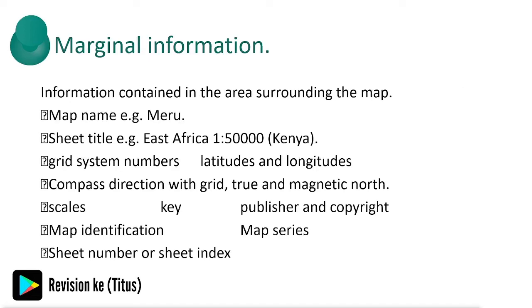So we're going to look at marginal information, which is information contained in the area surrounding the map. For instance, we have map name, sheet title, grid system numbers, latitudes and longitudes, compass direction with grid, true and magnetic north, scale, key, publisher and the copyright, map identification, the map series, the sheet number or the sheet index.